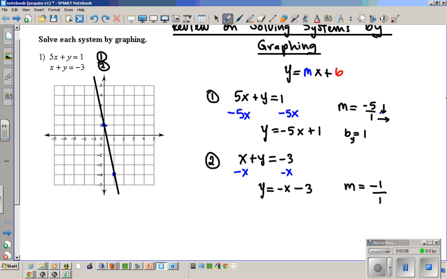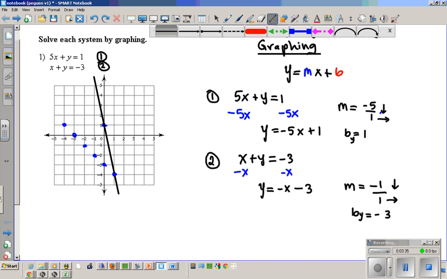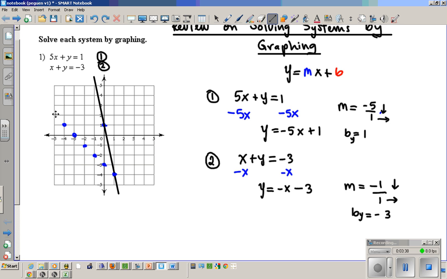So this means that you go down 1 and over 1. Where are we starting from? The y-intercept is negative 3, okay? So that's where you start on your y-axis. You start on negative 3 on your y-axis, go down 1 and over 1. So everybody mark negative 3 on your y-axis. Going down 1 and over 1 intersects with that point right there. So these points basically define the second line. All right? So you draw your line through there.